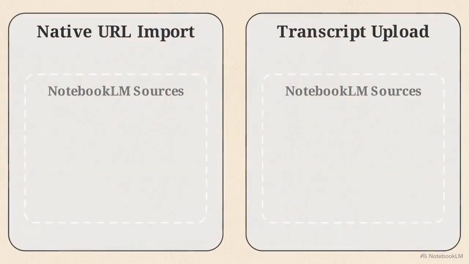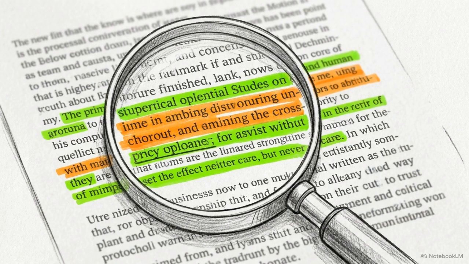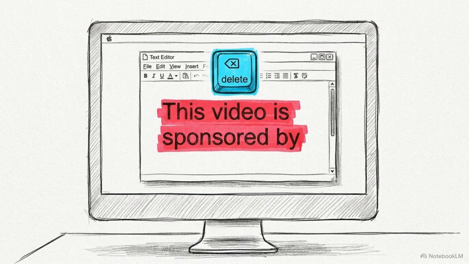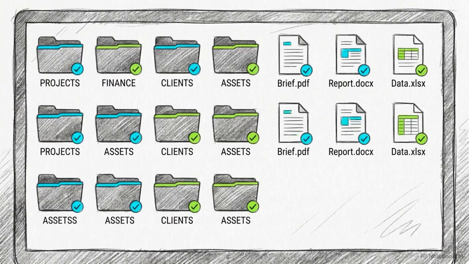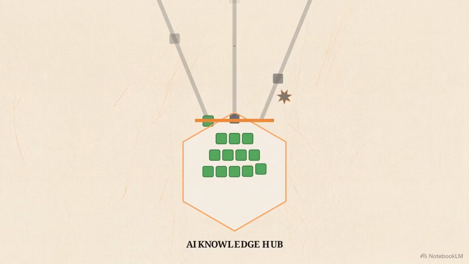Skip the native URL import. Instead, extract the text transcript of the video and upload it as a standard text file. This gives you a 100% success rate instantly. Extracting the transcript gives you an added layer of quality control. You can manually open the text file and delete sponsor reads or irrelevant intros before uploading, keeping the AI's data pool completely clean. Controlling the ingestion method guarantees the AI has immediate, clean access to the exact data required, preventing corrupted outputs and wasted hours of processing time.